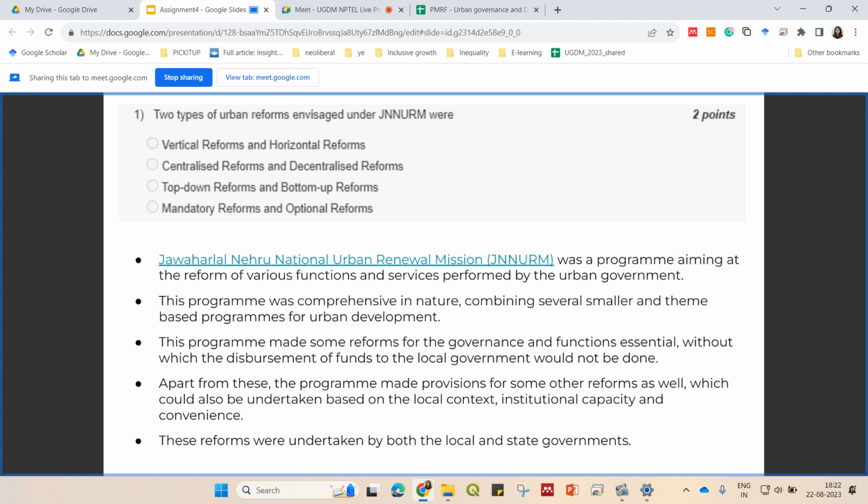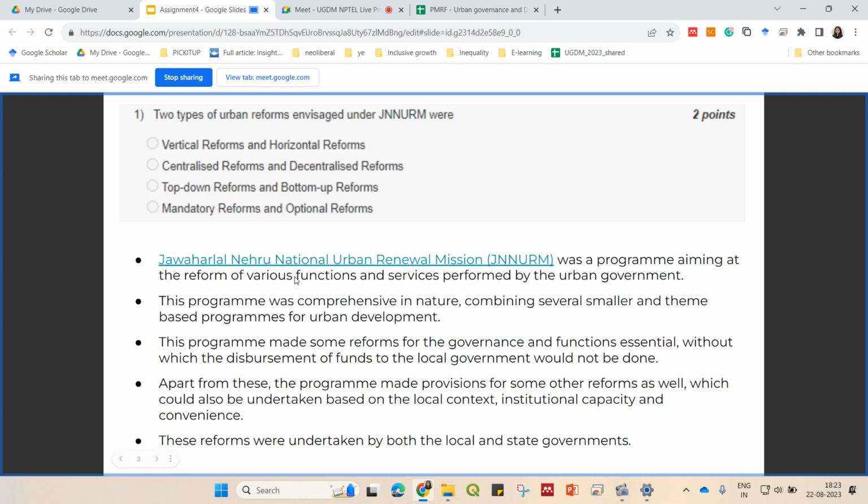Apart from these, there were also several provisions for other reforms as well, which could be undertaken by the government or could not be undertaken based on the local context. If the local government feels that this is something that they want to do, they can do it. Otherwise, they can even leave it. It can be based on their institutional capacity, and it can even be based on their convenience. And these were both on two levels, the state government level and the local government level.